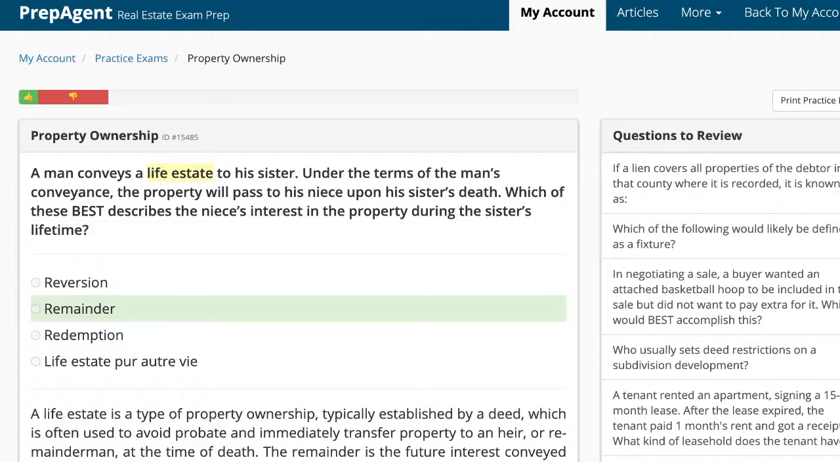Ta-da! Pur autre vie, Christina, is just Latin for the life of another. So when you hear about a life estate pur autre vie, it just means for the life of another. Good question, Christina Cruz. All right, moving right along.